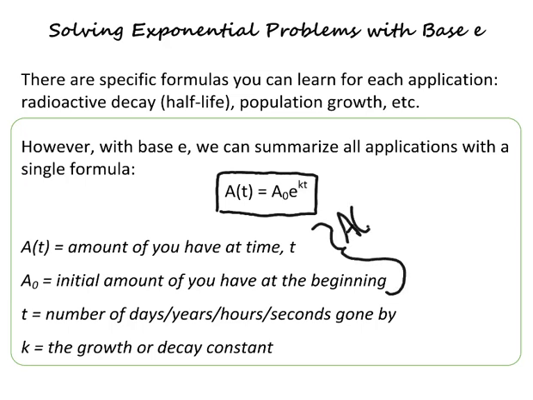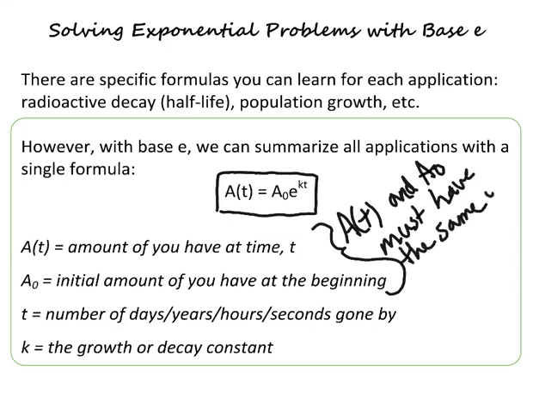So A of t and A0 must have the same units. So if you see A0 is in kilograms, A of t has to be in kilograms. If A0 is in milligrams, A of t has to be in milligrams. Those have to be the same units. t is how much time has gone by. And k is the growth or decay constant.